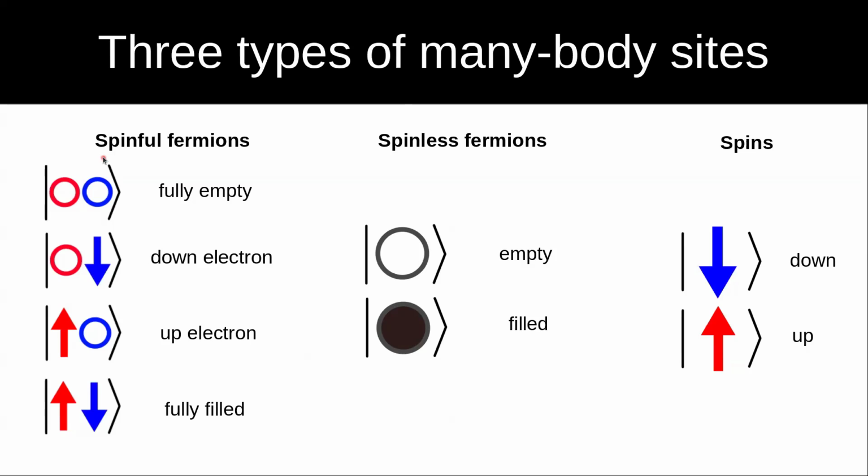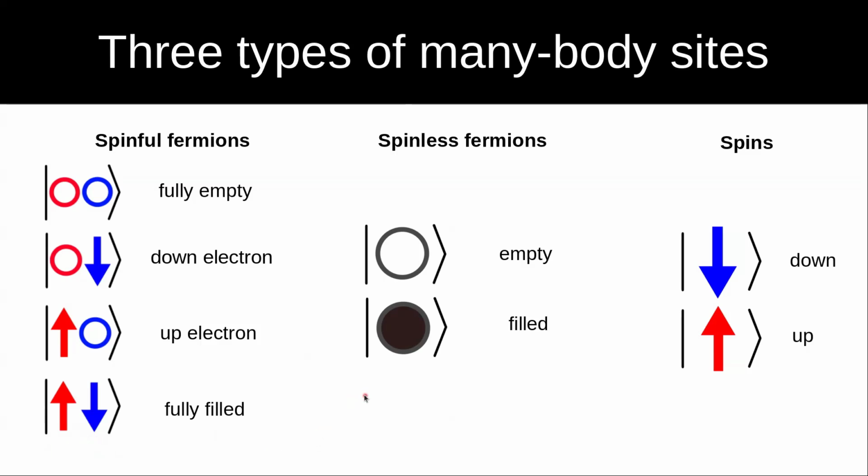You can think that this is the most realistic scenario where we can effectively say that in each site of our system, we can have at most 2 electrons. So of course we can have the fully empty state where there's no electron whatsoever. We can have 1 electron with spin down, 1 electron with spin up, or we can have both 1 electron with spin up and 1 electron with spin down, which is the fully filled case. You can think that the hydrogen atom, for example, falls into this class.